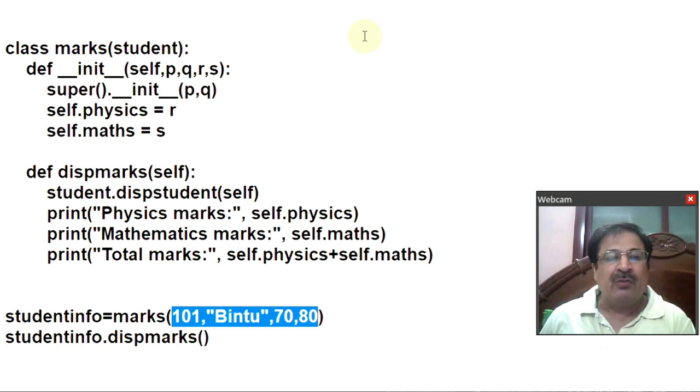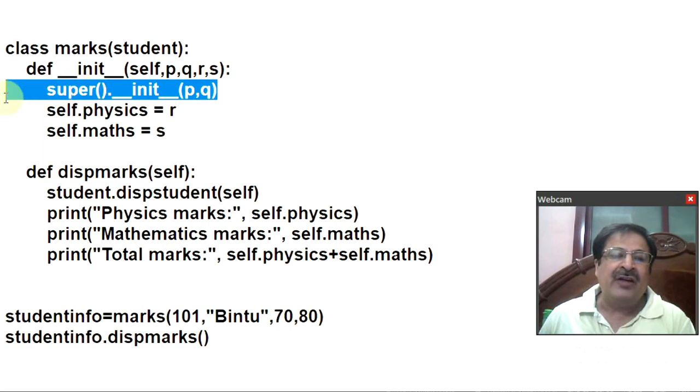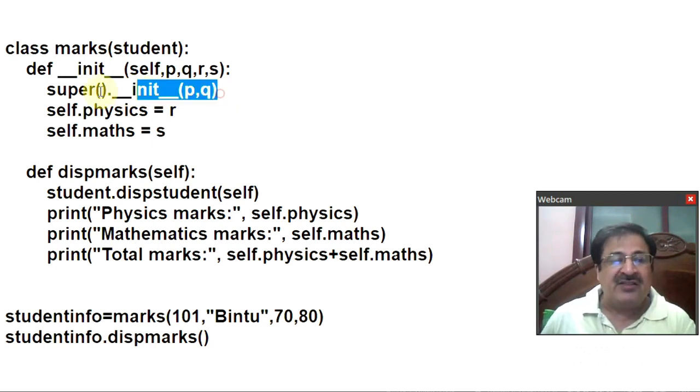So the control will come over here. This is the parameterized constructor. These four arguments, 101, bin2 and two subject marks 70 and 80, will be assigned to these parameters P, Q, R and S. This we've already understood, that the superclass, that is the class which has been inherited, that is the parameterized constructor of the student class, will be invoked by this statement, right?